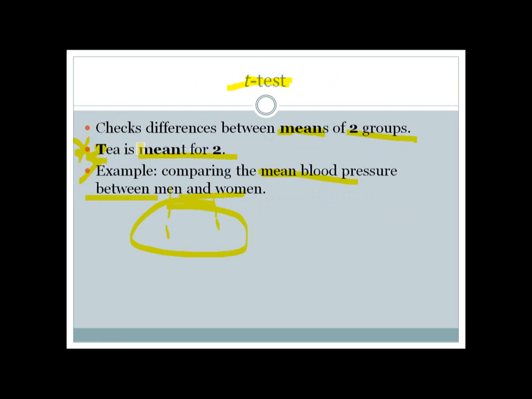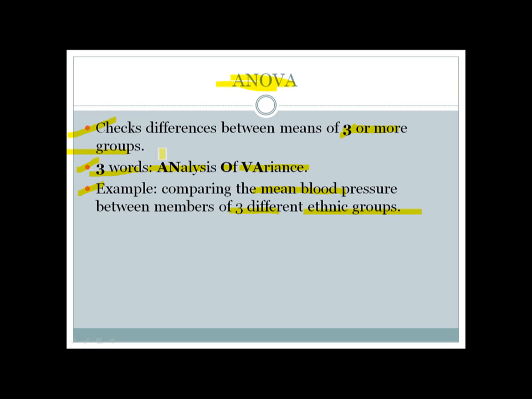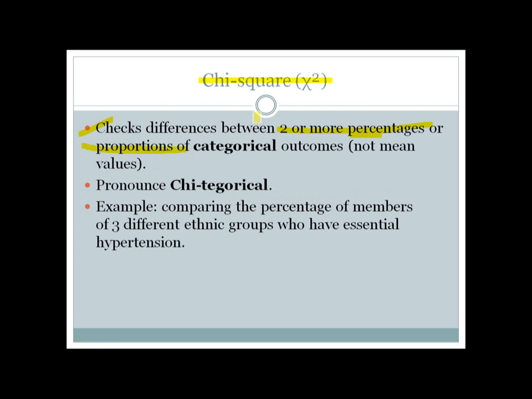Very important: t-test and ANOVA both compare the means. But in the case of chi-square, you do not compare the mean. You compare the percentages or proportions of categorical outcomes, and you can remember it by pronouncing chi-square as "categorical." One example would be comparing the percentage of members of three different ethnic groups who have essential hypertension. So you have three groups and you are not comparing means, you are comparing the percentage of members. That should be the key of this example.